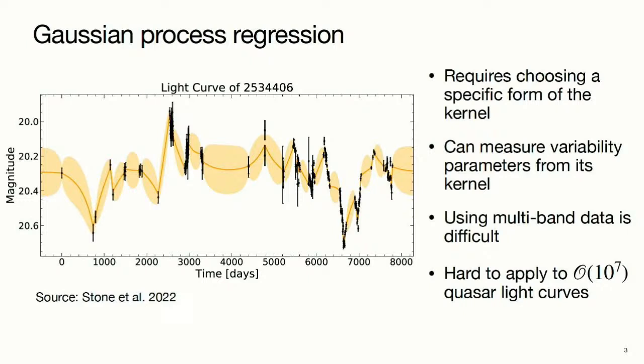We expect each filter to be highly correlated with one another, and we want to correlate the kernels of this Gaussian process. It's also very difficult to apply to the tens of millions of quasar light curves we expect from LSST, since doing that MCMC sampling to get the posterior on our kernel parameters is very computationally expensive.